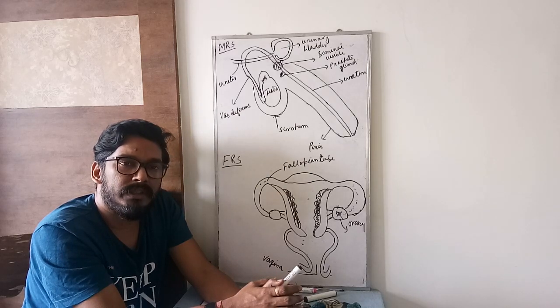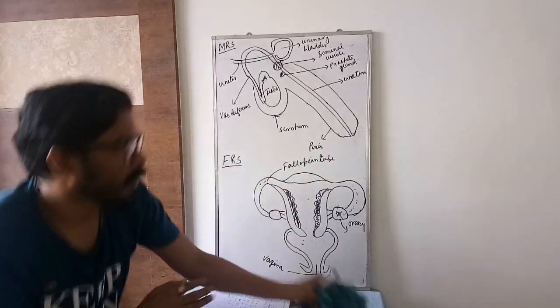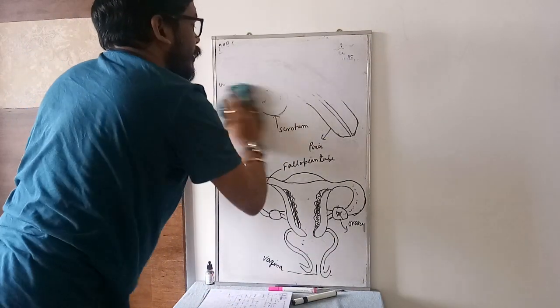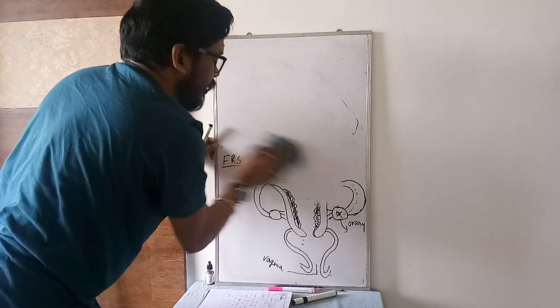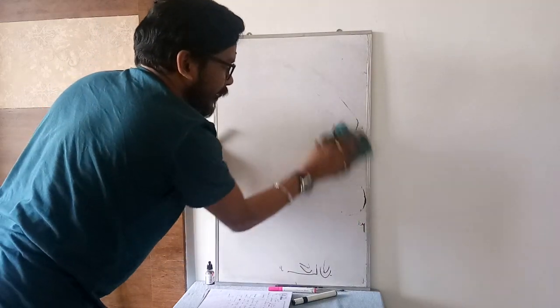To stop the transmission of disease, there are methods which we call contraception methods. In contraception methods, we will discuss 4 methods.